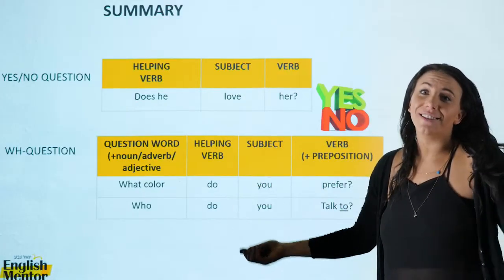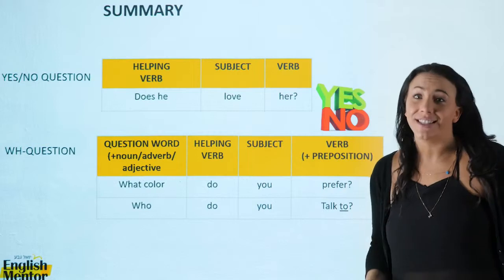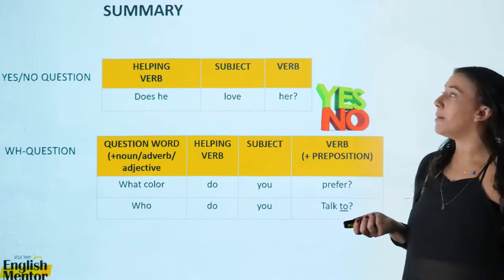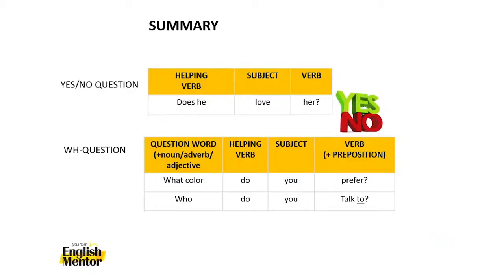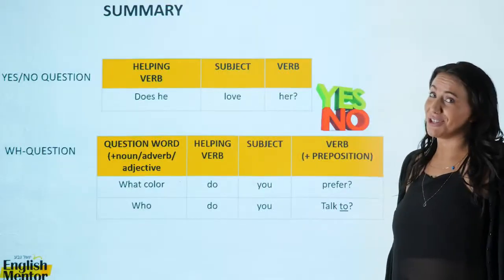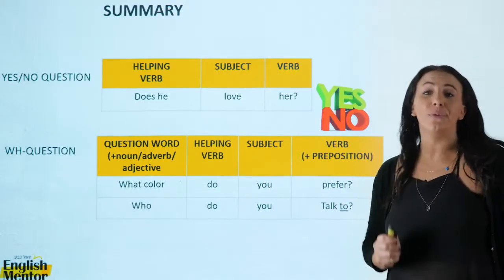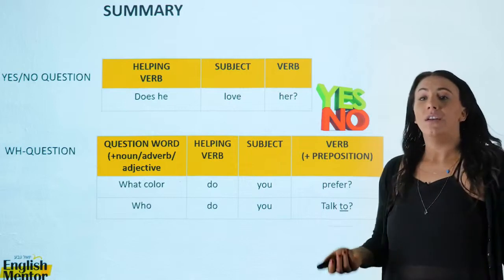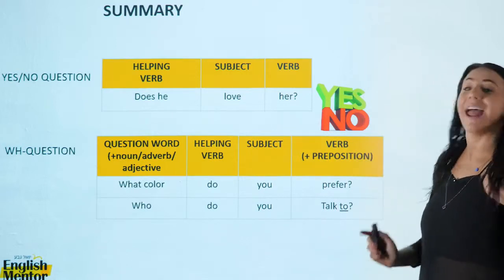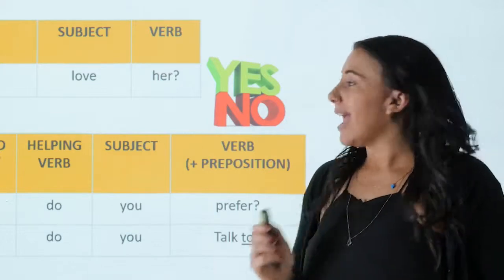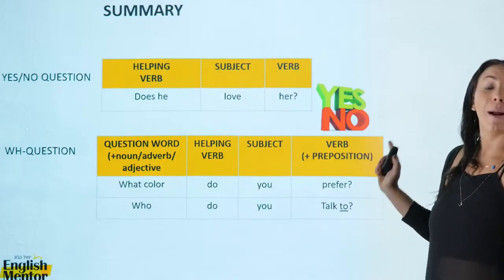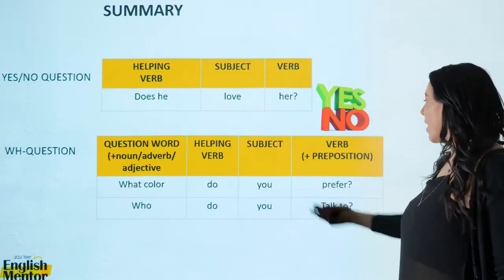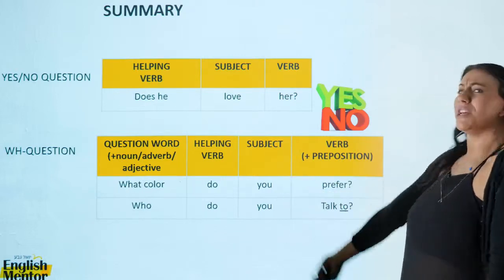And we've reached the end. Let's take a look at our summary and review what we learned today. If we want to ask a yes or no question, we simply start with a helping verb, followed by the subject, and then the verb. For example, does he love her? Yes or no. And if we want more information, more detail in our answer, we can start with a WH question. We can add to that WH question a noun, an adjective, or an adverb. And do not forget that if we have a preposition, the preposition always follows the verb at the end. For example, what color do you prefer? Or who do you talk to?